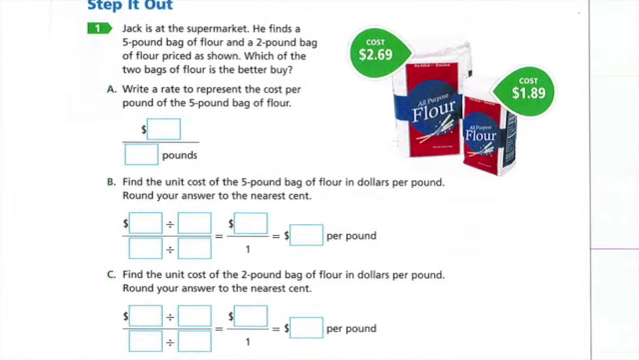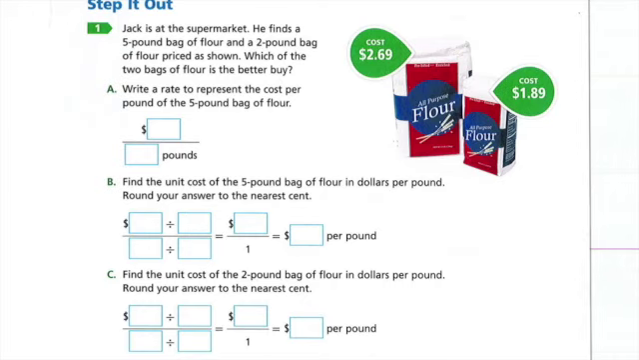Jack is at the supermarket. He finds a 5-pound bag of flour and a 2-pound bag of flour priced as shown. Which of the bags of flour is the better buy? This is real world, guys. Pay attention. This is so important and so helpful when you're shopping.